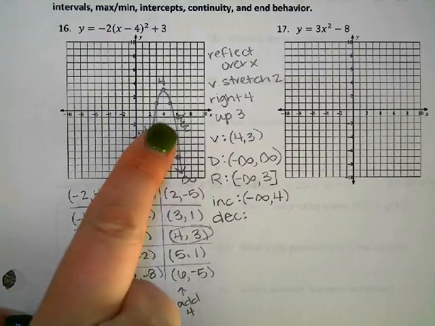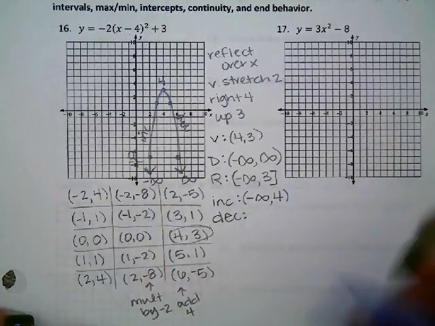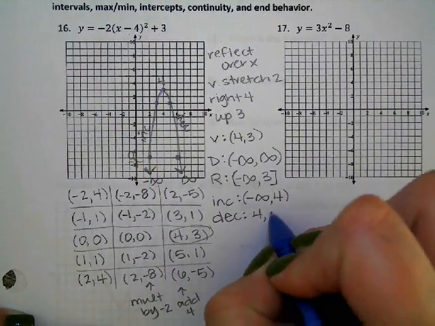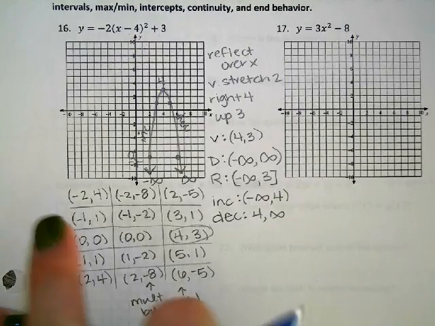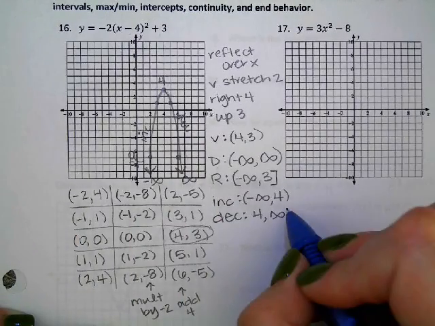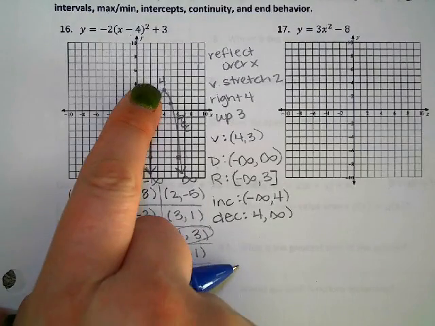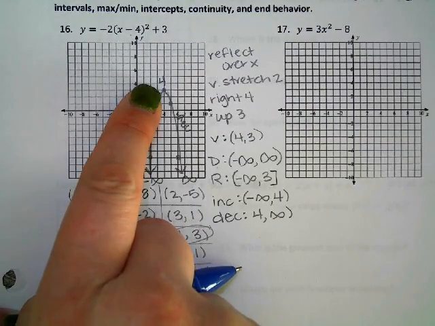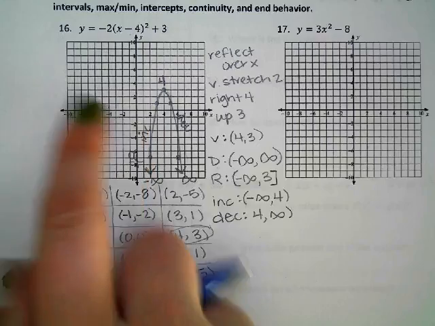Decreasing is in between the two numbers 4 and infinity. If I look at that, infinity always gets a parenthesis, and then 4 is not part of what I would consider him walking downhill. It's just kind of in between, so I'm going to put a parenthesis there.